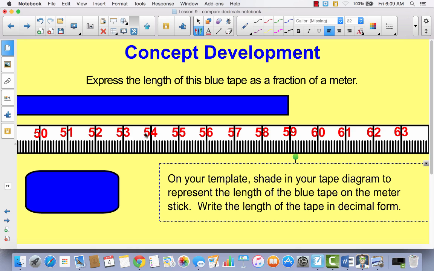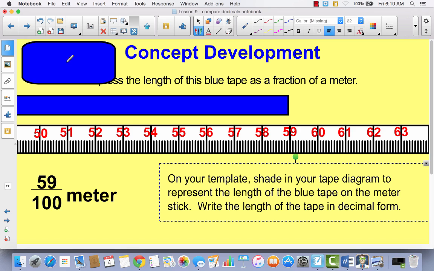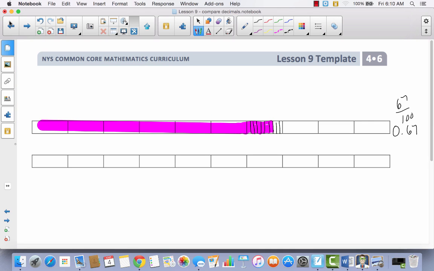Now we're going to go all the way to the end of the meter stick to where the end of the blue tape is, and we have 59 centimeters. So as a fraction, that would be 59 hundredths of a meter. So we're going to go back to our tape diagram, and we're going to shade 59 hundredths. Okay, so this time we're shading 59. Okay, so let's do 10, 20, 30, 40, there's 50.